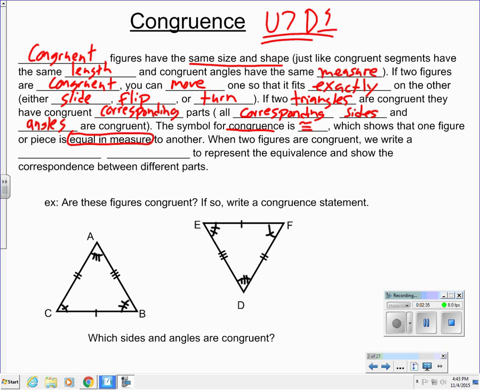So when two figures are congruent, to express that, we write what's called a congruent statement. Right, this represents that the two figures are congruent to each other. Also, the order is important on these, because the order shows which parts correspond to which pieces. So let's go through a couple examples here.